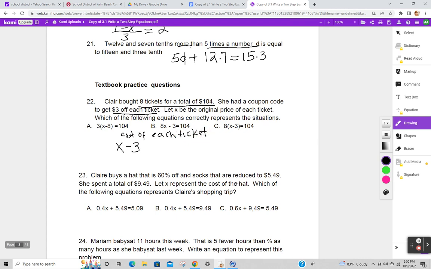But is she buying one ticket or multiple? Remember here, she's buying 8. So the cost of one ticket is X minus 3, but we want to buy 8 tickets. So we're going to put this in parentheses and show we're going to buy 8 tickets, because each ticket will cost us X minus 3. We want 8 of those. And the total is going to be 104. That's given. So we just need to see which one matches. And if you look carefully, you will find that the answer is C. We have exactly what C has stated.